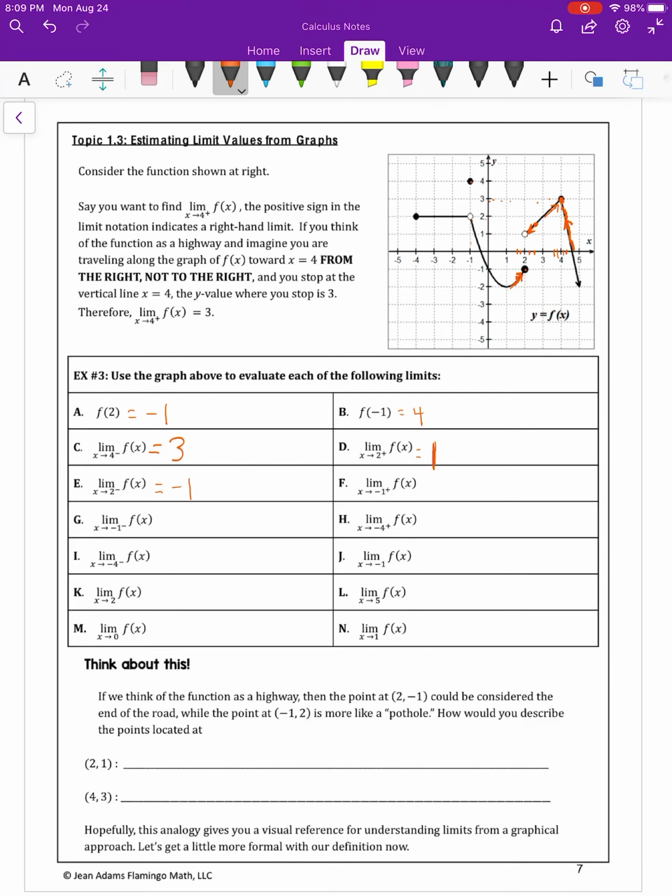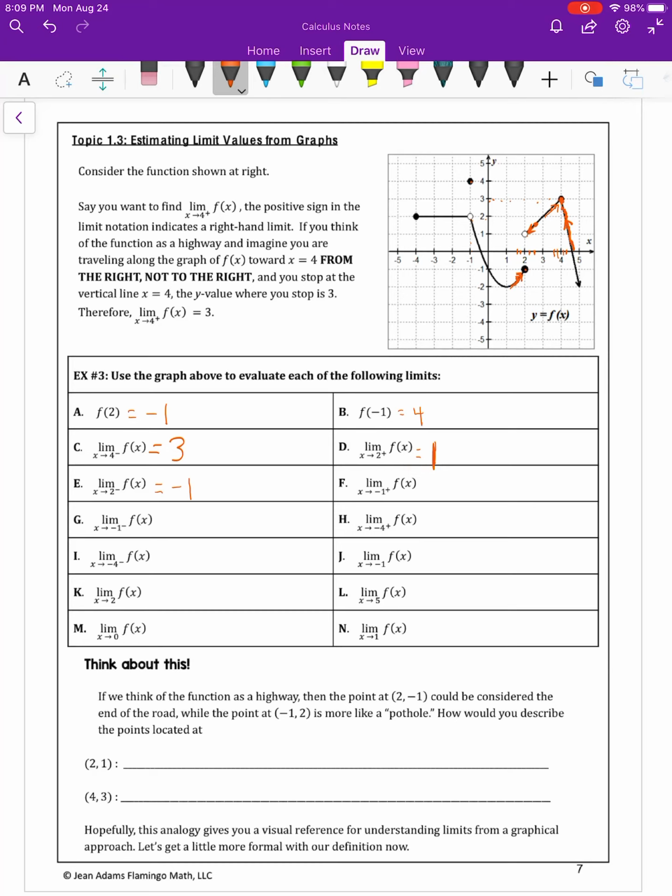Notice that this is a left-hand limit and a right-hand limit. They don't equal the same thing. So from those two things, you know that the general limit is not going to exist. The left-hand limit exists, the right-hand limit exists, but the general limit does not, because the left-hand limit does not equal the right-hand limit.